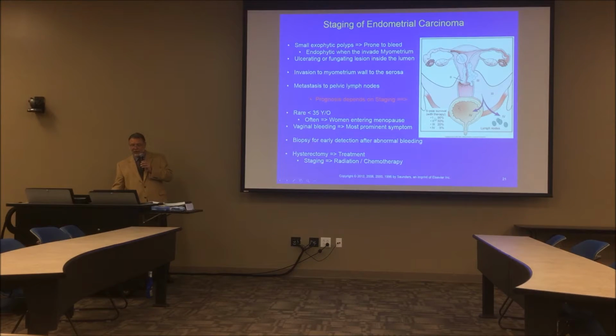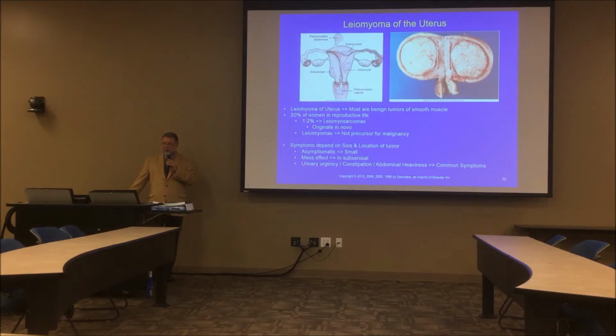You can follow this chart or this picture. It's rare before the age of 35, more typically in women entering menopause. There will be some vaginal bleeding, and this is the most prominent sign more than symptom, because it's something that you see. The only way to really detect this will be through biopsy. A hysterectomy, which is the removal of the uterus, is the treatment by staging. Some radiation and chemotherapy can also be applied.